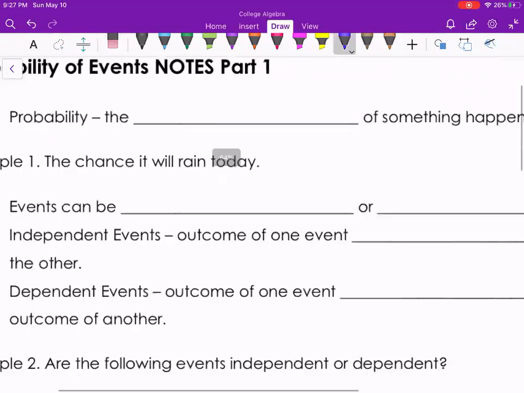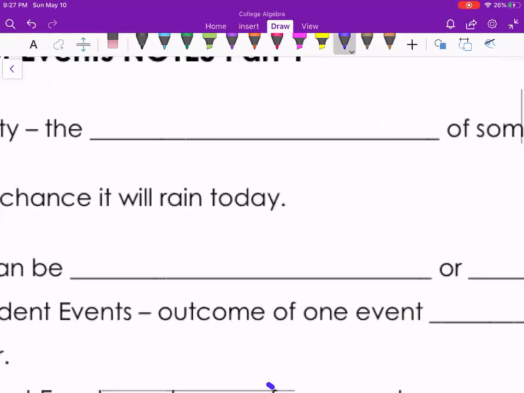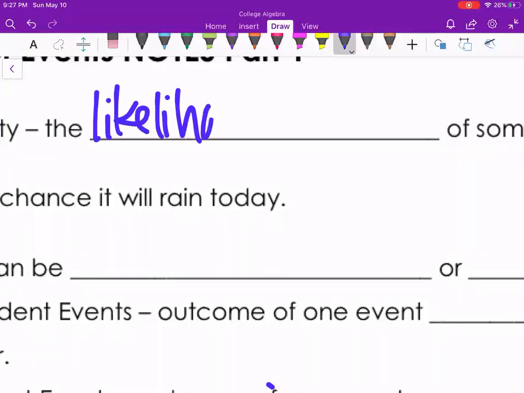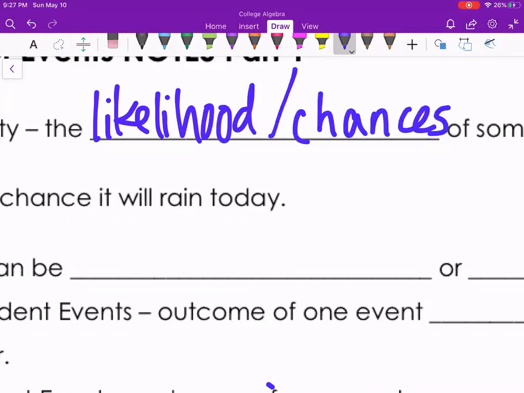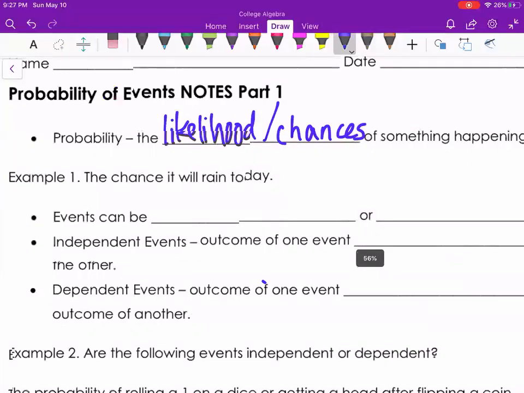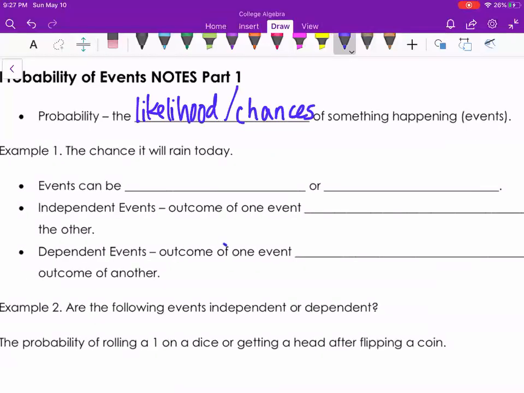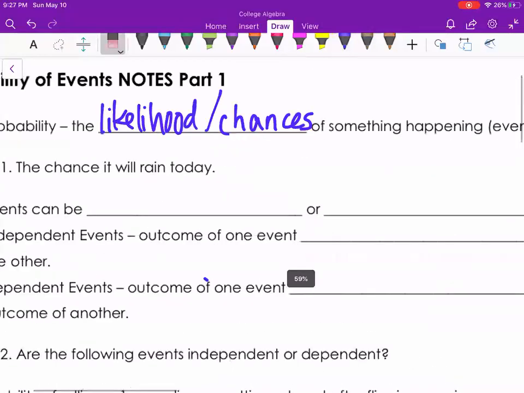Probability specifically is the likelihood, or another way to say this is the chances, of something happening. And we call that something events. So for the first example, we're looking at the chances that it will rain today. Now, when we look at different kinds of events, your events can come in one of two ways.